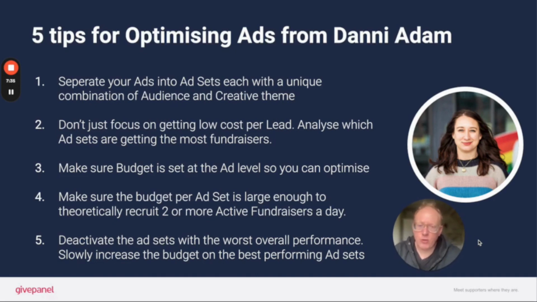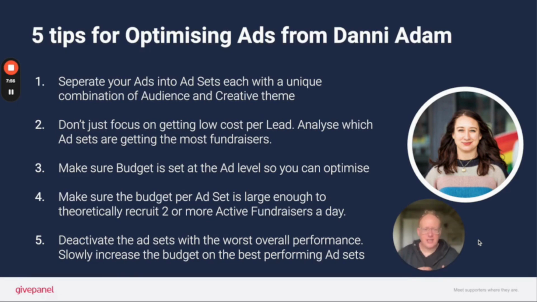Number 4 is you want to make sure the budget per ad set is large enough to theoretically recruit 2 or more active fundraisers a day. So don't spread your budget thin across lots of ad sets. Make sure you don't have too many ad sets, and that you're getting at least 2 fundraisers a day through those ad sets, 2 active fundraisers a day. And then what you can do is optimize your campaign.